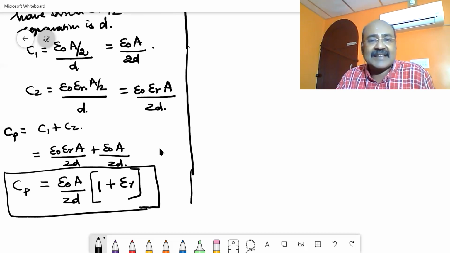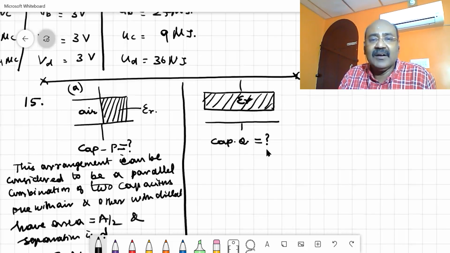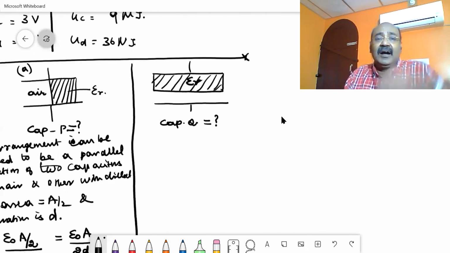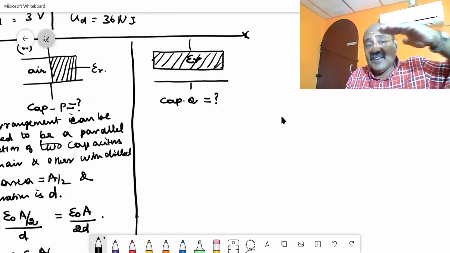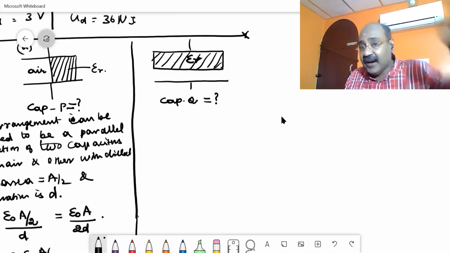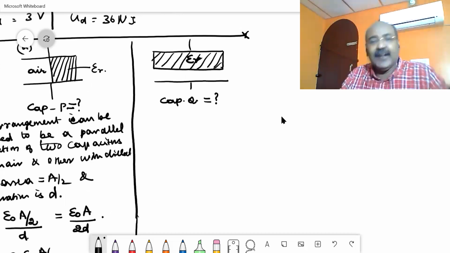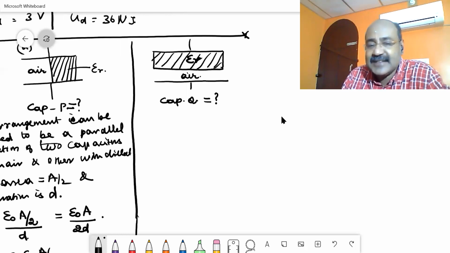Similarly, let us consider the second one. The second one is what? In the case of the second one, in this capacitor, what have they considered? Half of the distance is covered with epsilon R, and then you will be having air. So this arrangement can be considered as a series combination of two capacitors.